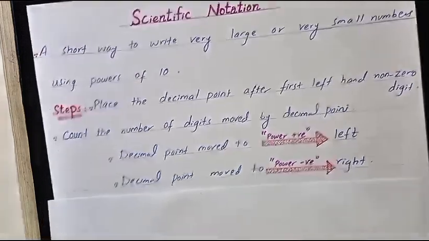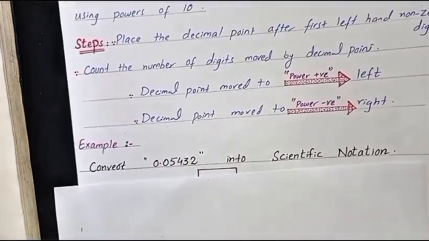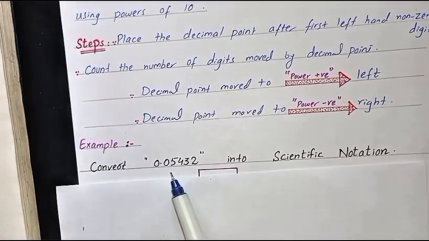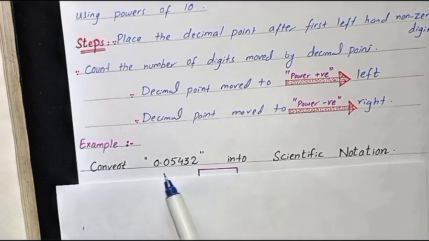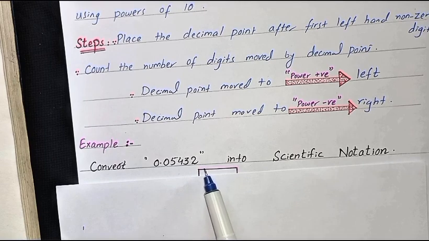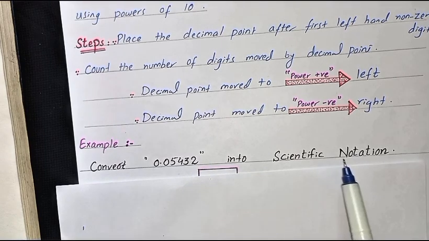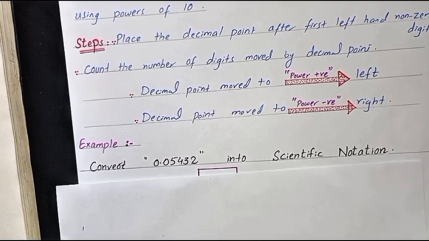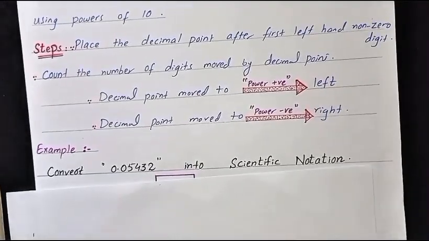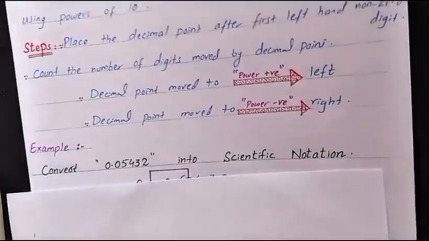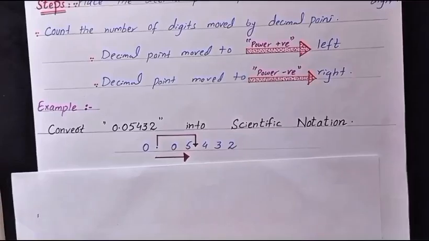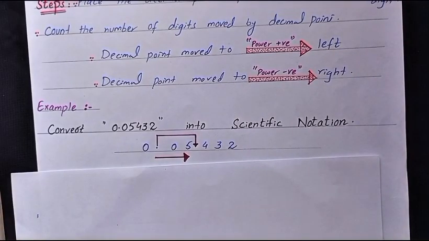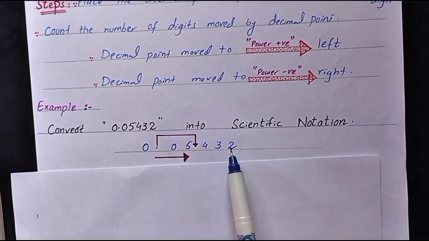So we will solve an example to understand the concept of scientific notation. The example question is: convert 0.05432 into scientific notation. So we have to convert this standard notation into scientific notation. How can we solve it? Here you can see the first left-hand non-zero digit is 5. So we have to move the decimal point after 5.